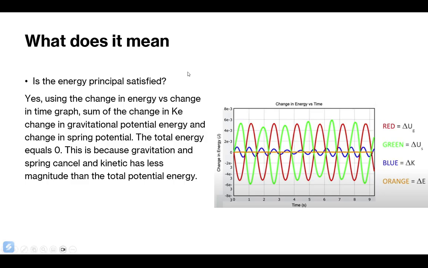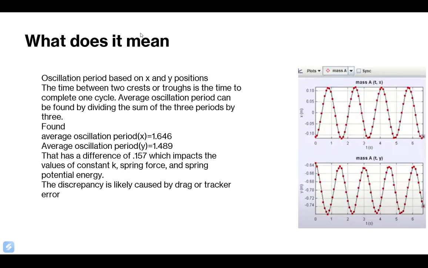What does it mean? Is the energy principle satisfied? Yes. Using the change in energy versus change in time graph, the sum of the change in the kinetic energy, change in gravitational potential energy, and the change in spring potential energy, the total energy equals 0. This is because gravitation and spring cancel, and kinetic has less magnitude than the total potential energy. So what does it mean?